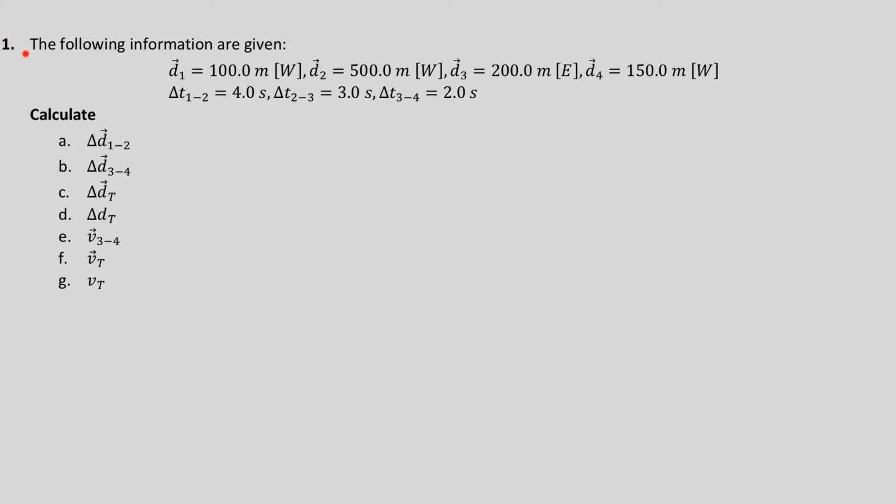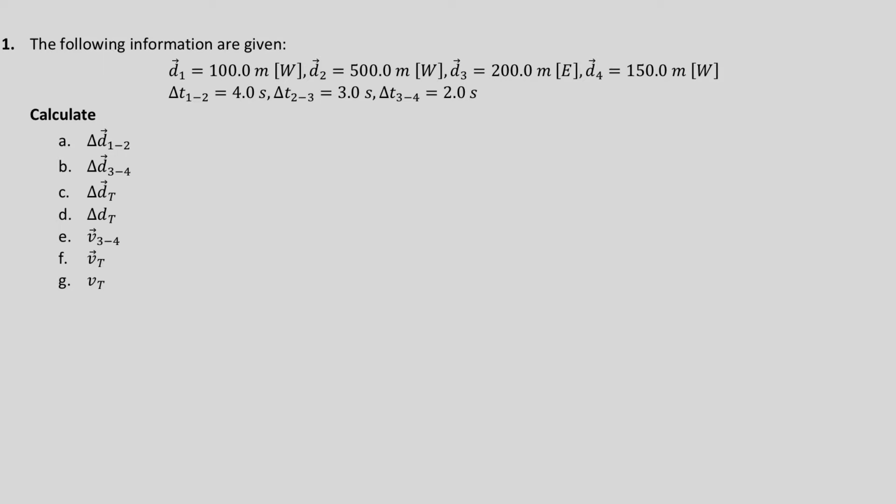Okay, the first question. The following information is given. Position 1 is 100 meters west, position 2 is 500 meters west, position 3 is 200 meters east, and position 4 is 150 meters west. The time it takes to travel between 1 to 2 is 4 seconds, 2 to 3 is 3 seconds, and 3 to 4 is 2 seconds. The first thing we want to do is calculate the displacement from 1 to 2.